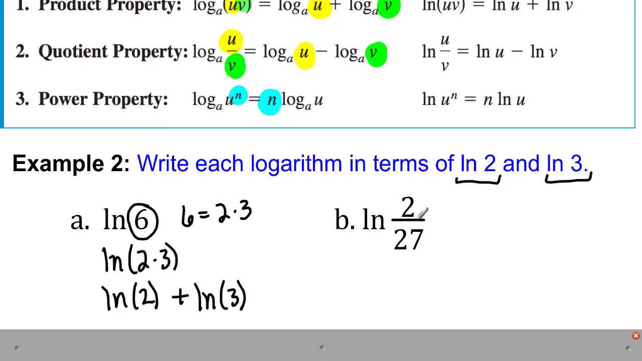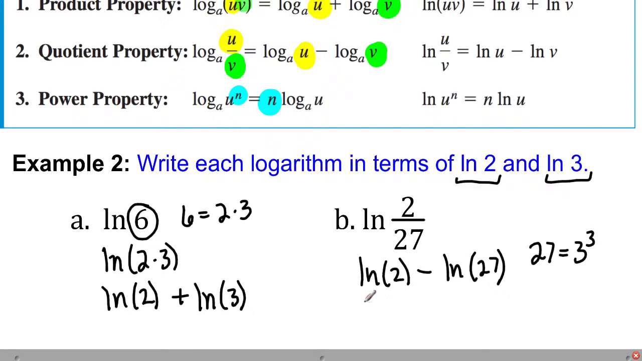Next, we have the natural log of 2 divided by 27. So let's go ahead and first use that quotient property and rewrite the division of those two things by expanding this into the natural log of 2 minus the natural log of 27. But I want to rewrite this in terms of the natural log of 2, which I have here, and the natural log of 3, which I don't quite have. But I could rewrite the number 27 in terms of the number 3. It equals 3 cubed. So from here we have the natural log of 2 minus the natural log of 3 cubed.